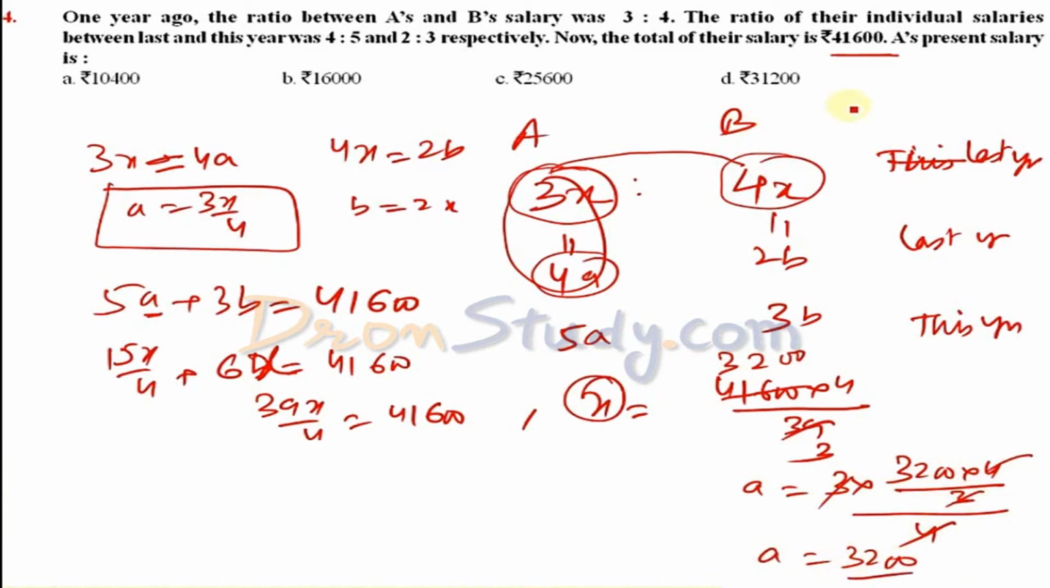What we have to calculate? A's present salary, that is 5a. So multiply this by 5, we will get the answer. Answer is B. See, this question, there is no such shortcut for solving these types of questions. You have to solve it completely.